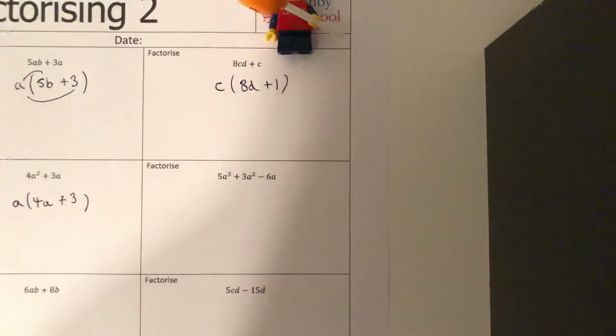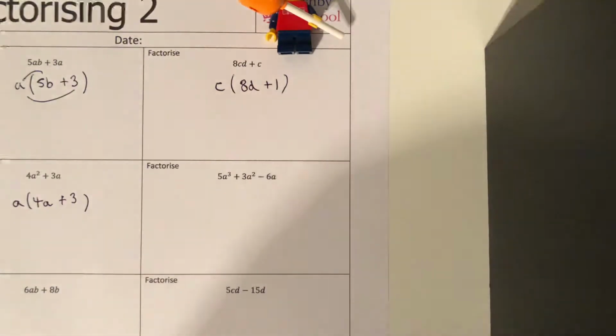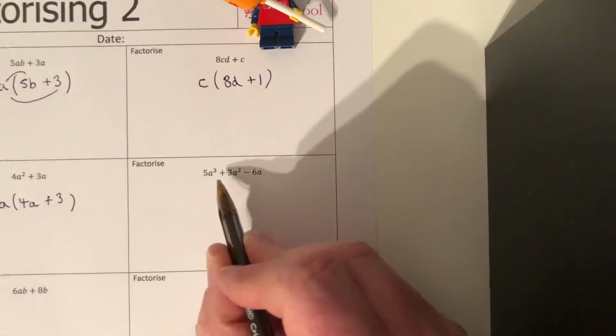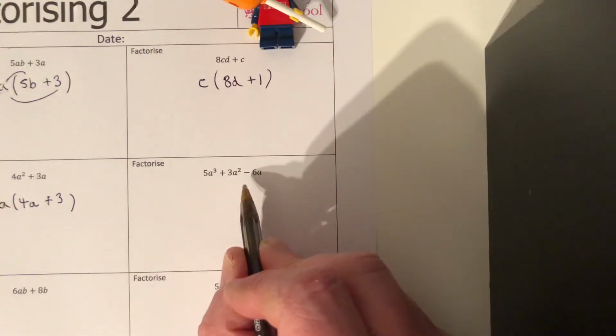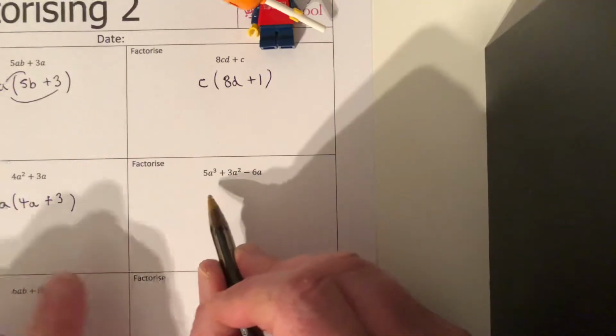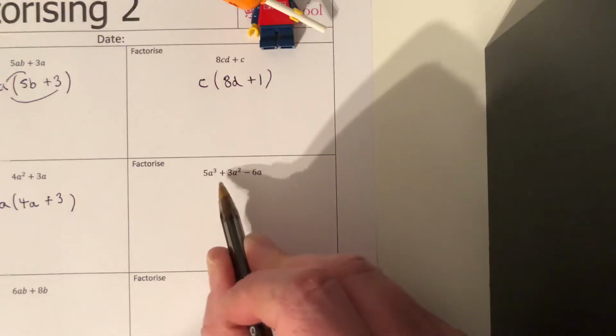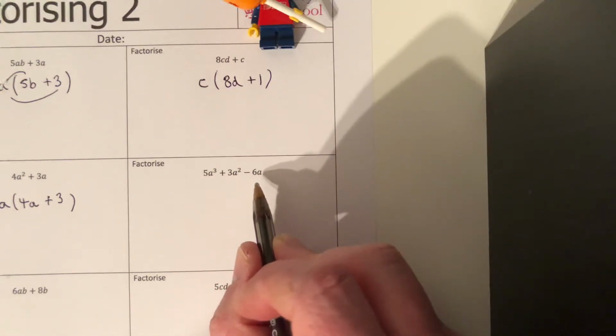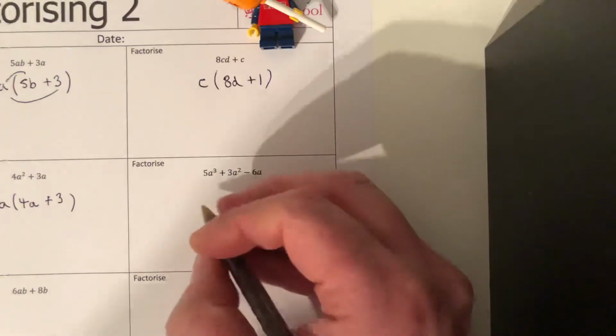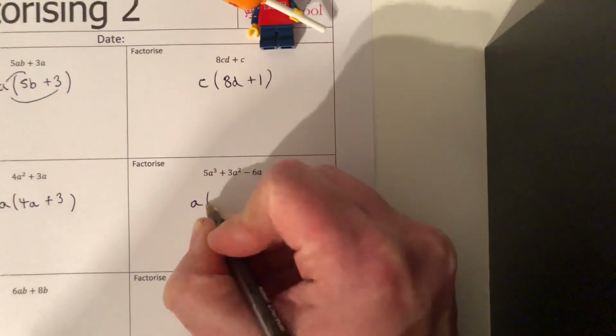Okay, this one's got three parts. We don't normally deal with as many of these three-part ones, but the principle is exactly the same. We've got three bits, so we look along them all individually. We look at the number for a start: 5, 3 and 6. Anything common? No, nothing common at all, so 1 if you want to say it, but basically nothing we can take out. Now we'll look at the rest of it: a cubed, a squared and a. They've all got an a in them, so we'll take the a out.